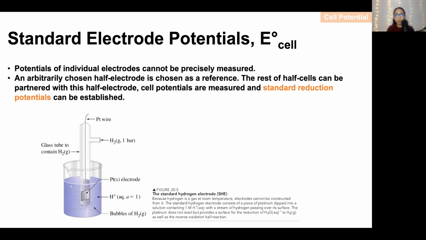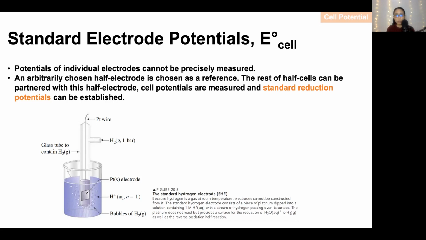You simply want to have a solution with a pH of 0, which means the concentration of your hydrogen ions is 1. And you have a glass tube dipped into this solution. And this glass tube is filled with hydrogen gas with a pressure of 1 atmosphere. So after choosing this reference electrode, they assigned this half cell a potential of 0 volts, which means that they can partner any other half cell with this reference electrode.